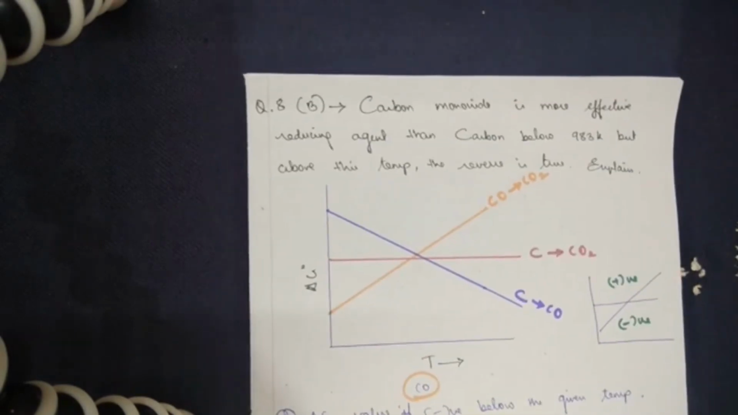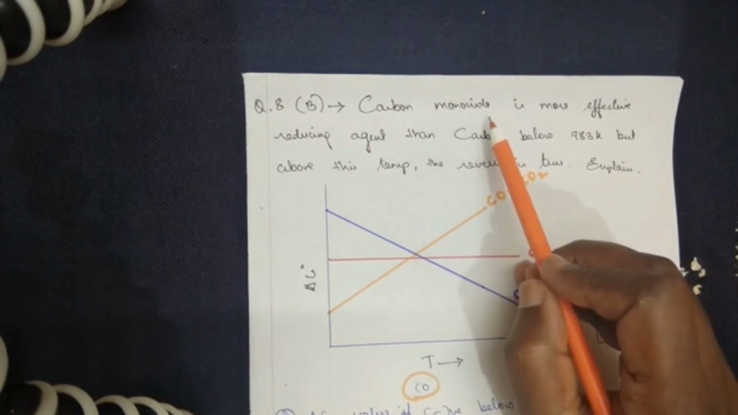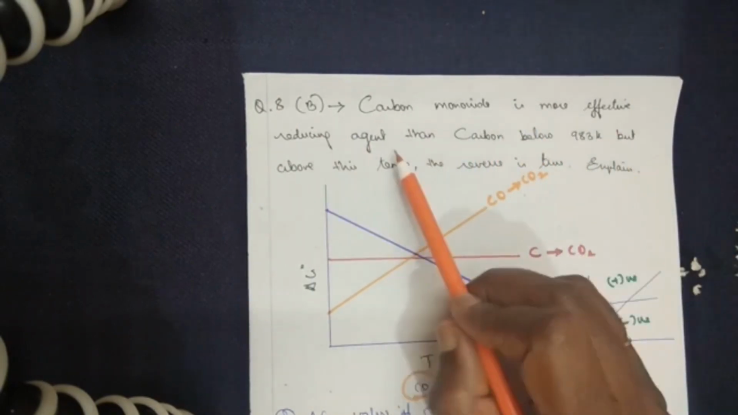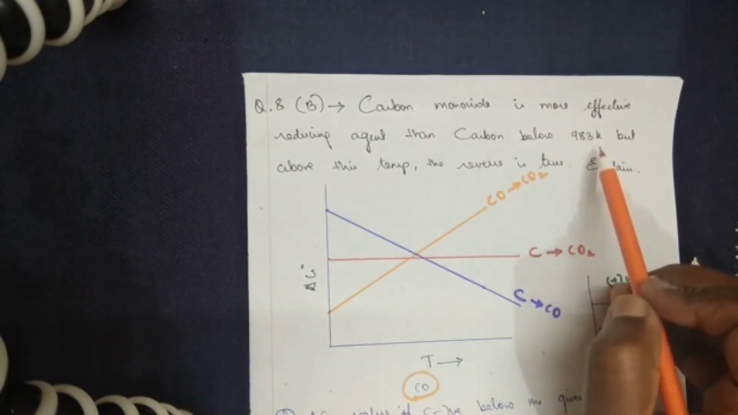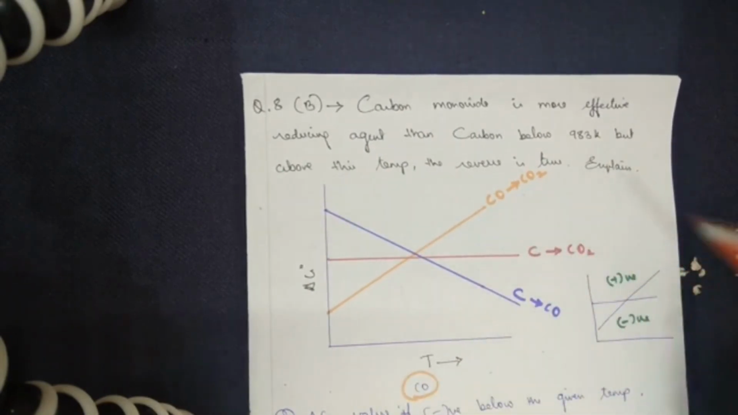Now question number 8, B. Under that B section: carbon monoxide is a more effective reducing agent than carbon below 983 Kelvin, but above this temperature, the reverse is true. Explain.